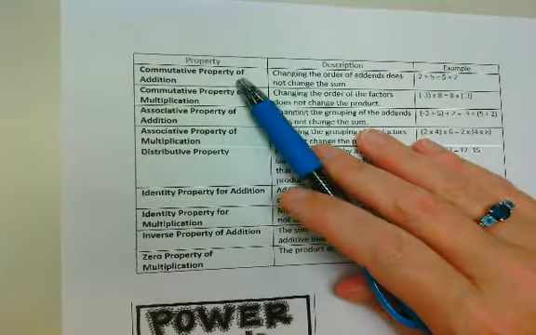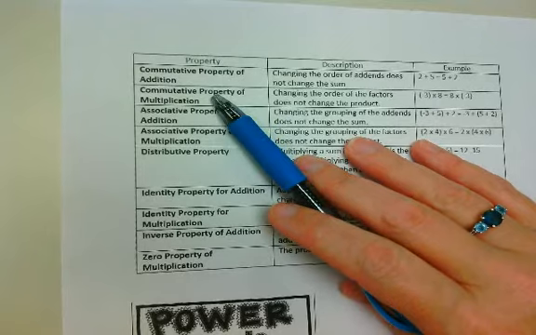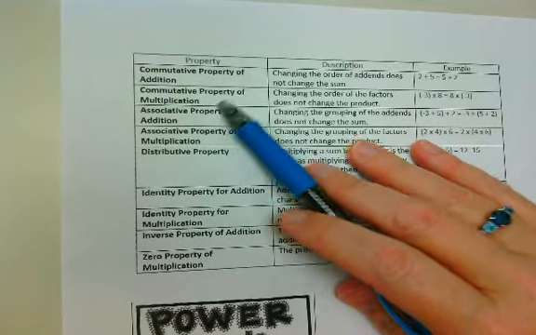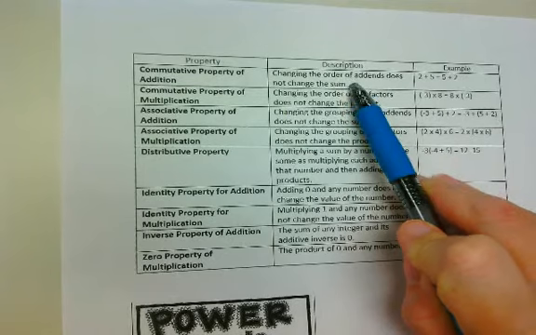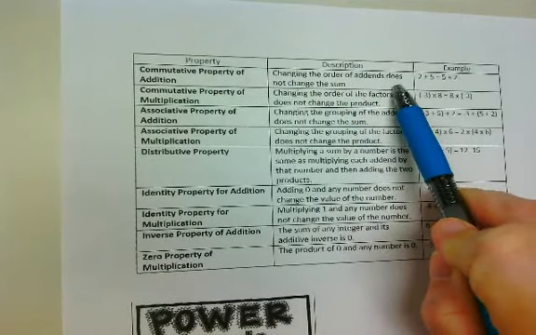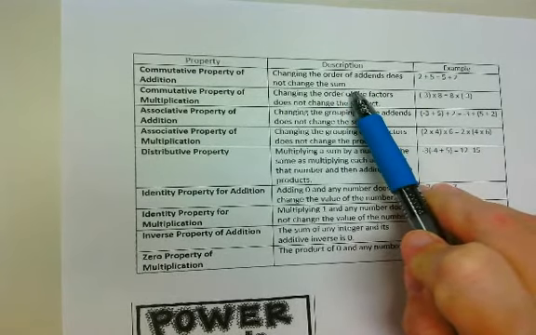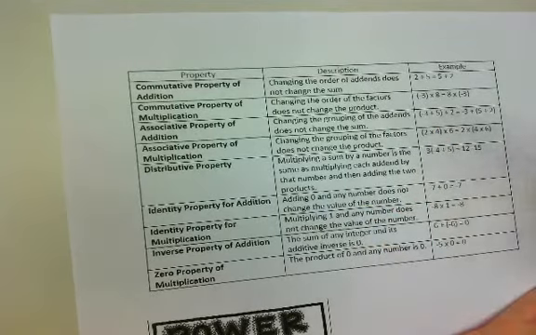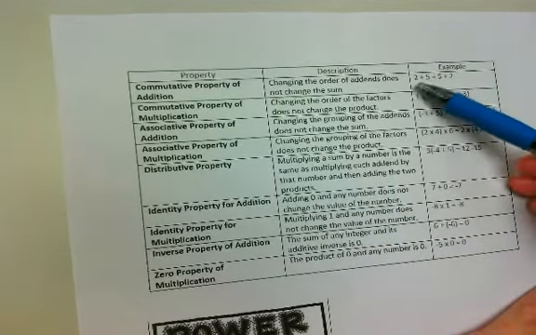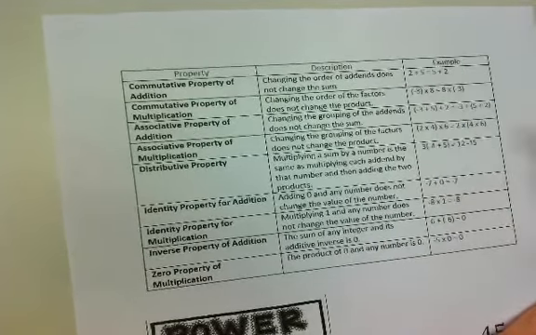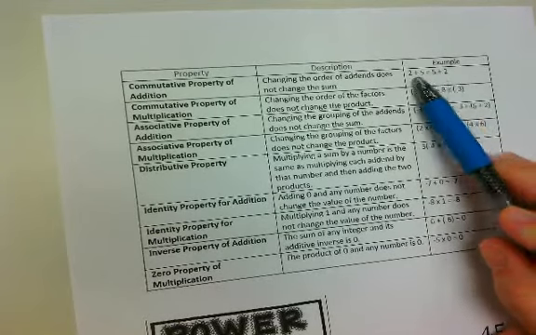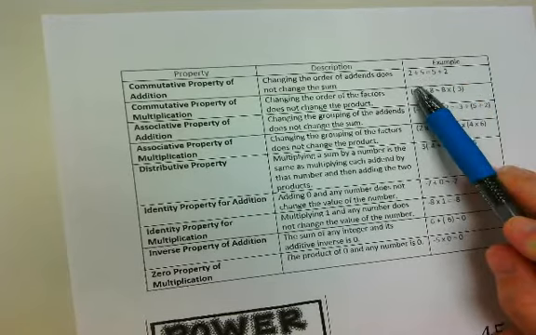But if you look, commutative property for addition, it's the same description for multiplication, just you're multiplying instead of adding, okay? So it's changing the order of the addends does not change the sum. In other words, they have the same exact sum, it just flips what you're adding or multiplying. So 2 plus 5, we know is 7. So no matter if I flip it and do 5 plus 2, it's still 7.